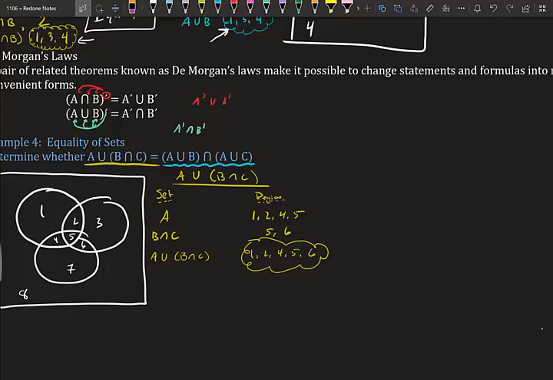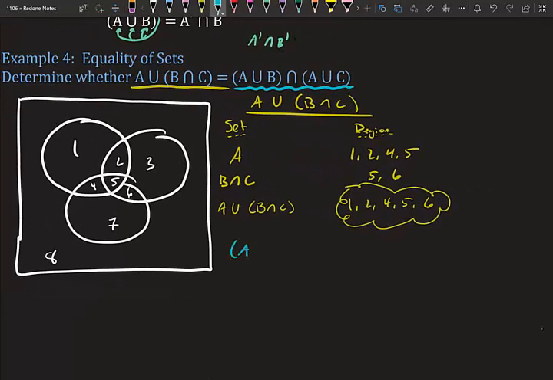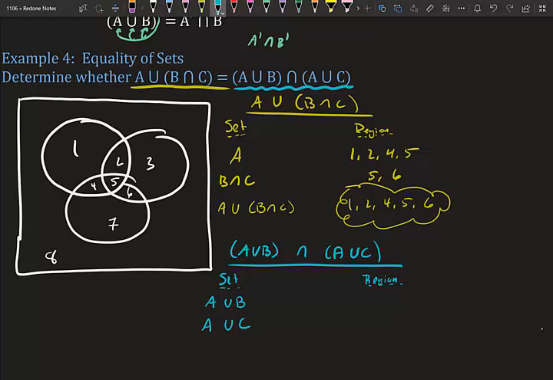Let's do it. All right, so our second part, we have A union B, intersection A union C. Let's break it down into each set, each piece, and then each region. So each piece, we have A union B. We can see that on the picture. Then our next piece is A union C, and then we're going to bring it all together.